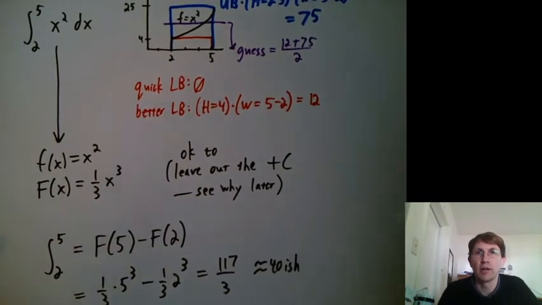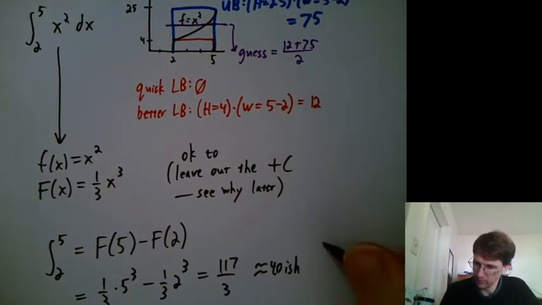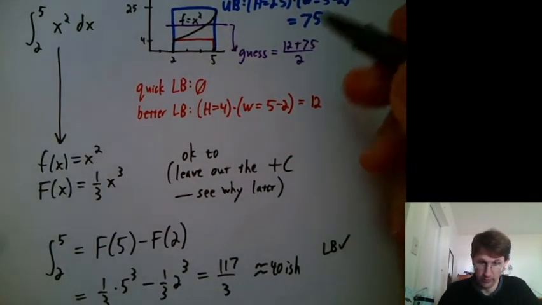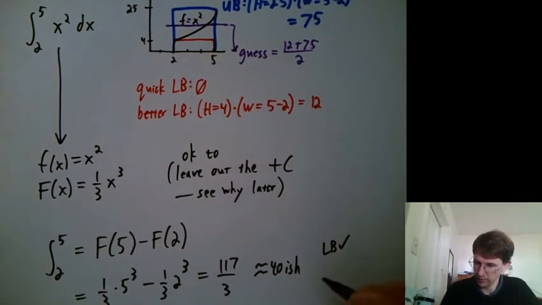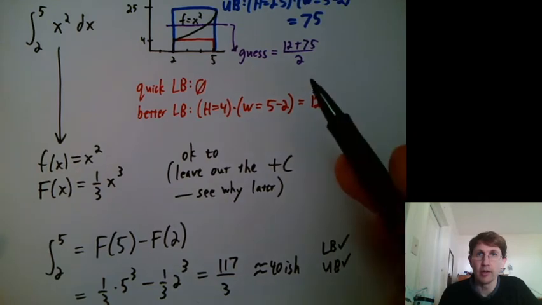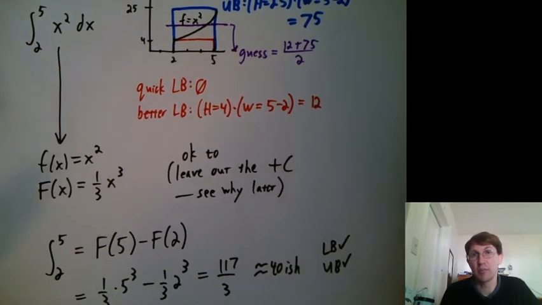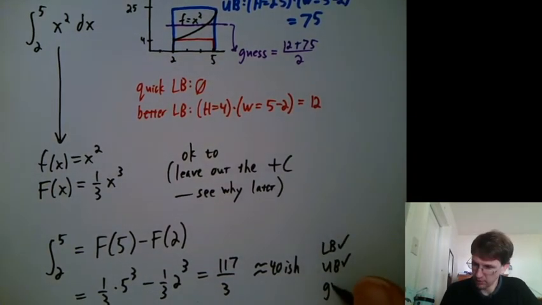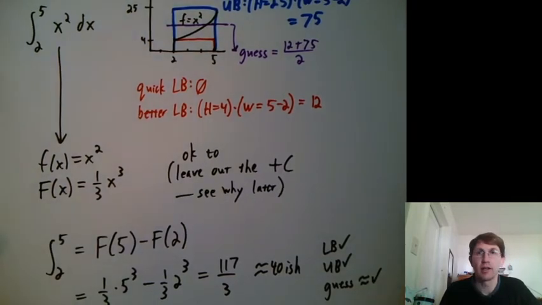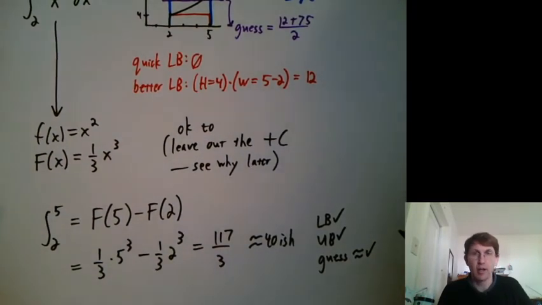Does that work with our lower bound? Yes, it does. Does that work with our upper bound of 75? Yes, it does. Does it work with our guess? Well, what was our guess? Halfway between 12 and 75. It's about 40-ish. Yeah, it's not bad. So it's reasonably close to our guess. Not exactly on, but that's okay.